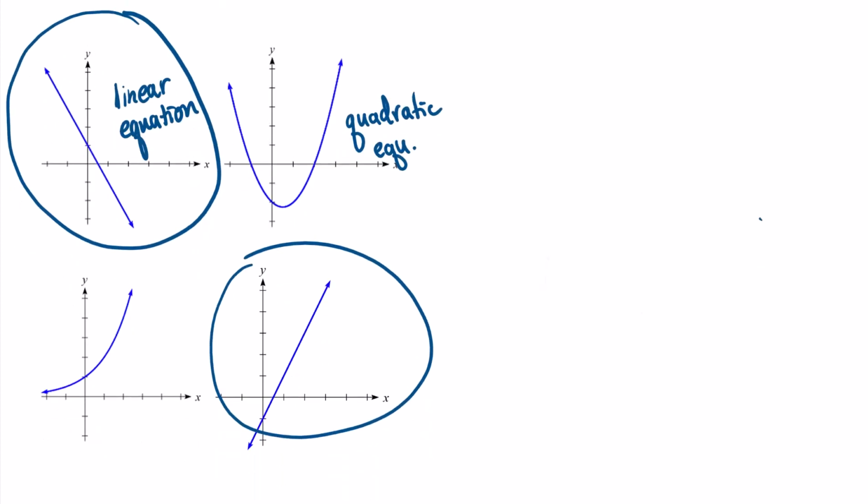This one down here in the bottom left, this one swoops up, but see how it's increasing more as you go upwards? This is an exponential growth equation. If it was swooping downwards, it would be an exponential decay equation. And the other one here, this straight line increasing from left to right, this is a linear equation as well.